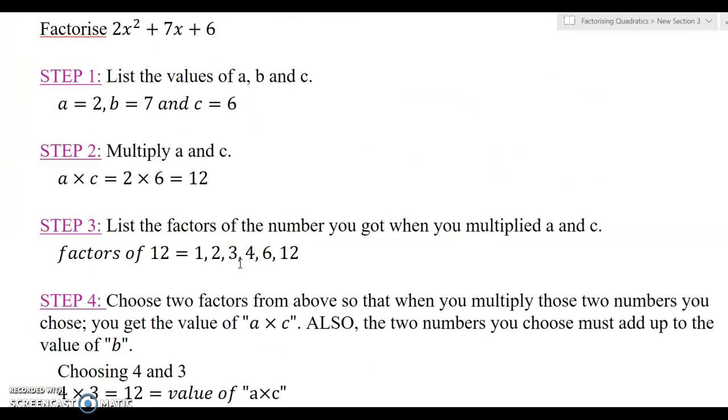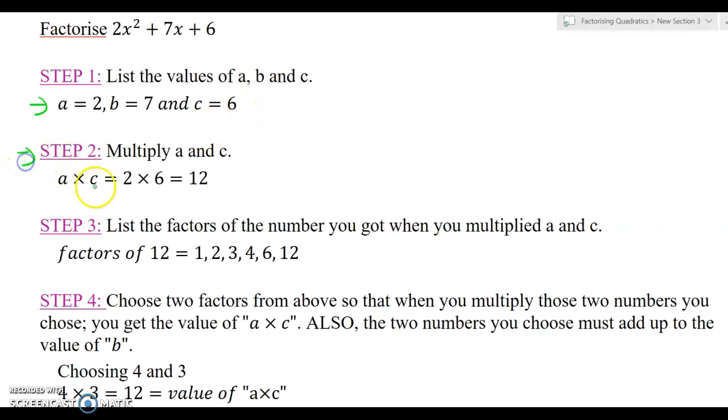Same steps. So we're going to factorize 2x squared plus 7x plus 6. Step 1, let's see values of a, b, and c. A is 2. I went ahead and did everything here, right? A is 2, the number before the x squared. B is 7, the number before the x. And c is the number by itself with no letter attached, which is 6.